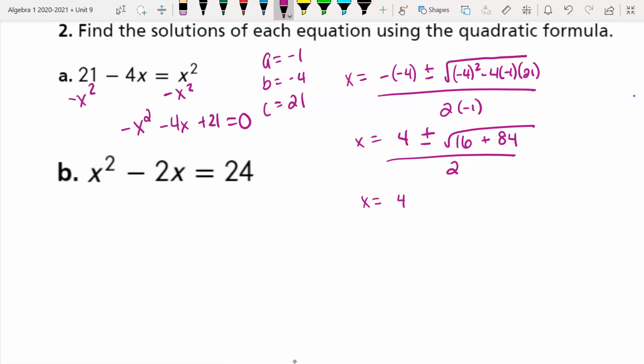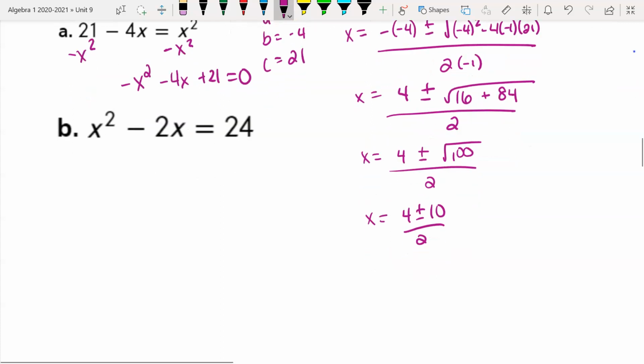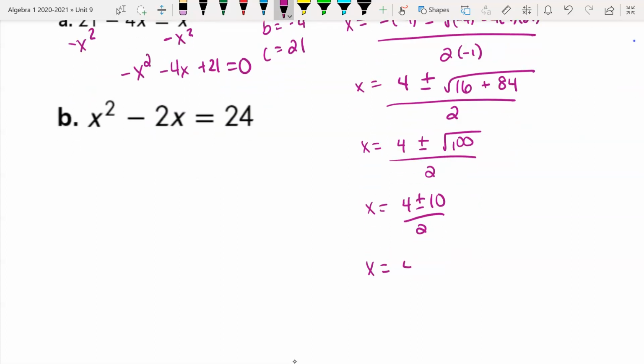So you get 16 plus 84 inside the square root. Then I have 4 plus or minus the square root of 100 divided by 2. Well, what is the square root of 100? You type it into your calculator, you would get 10. Then I'm going to write my two answers and solve them. I'm going to say 4 plus 10 divided by 2, or x equals 4 minus 10 divided by 2. So this should be 7, or x is going to be negative 3.